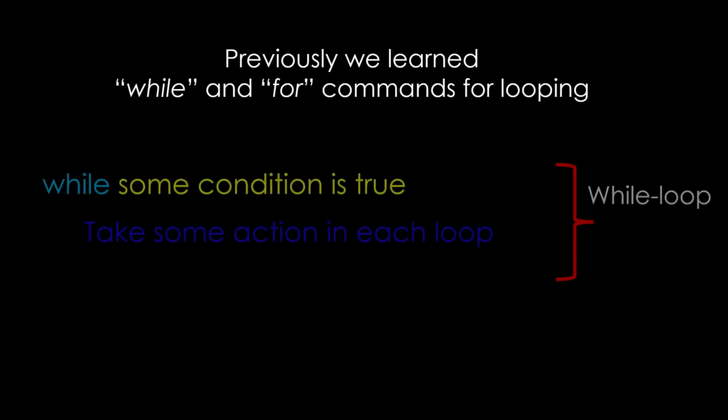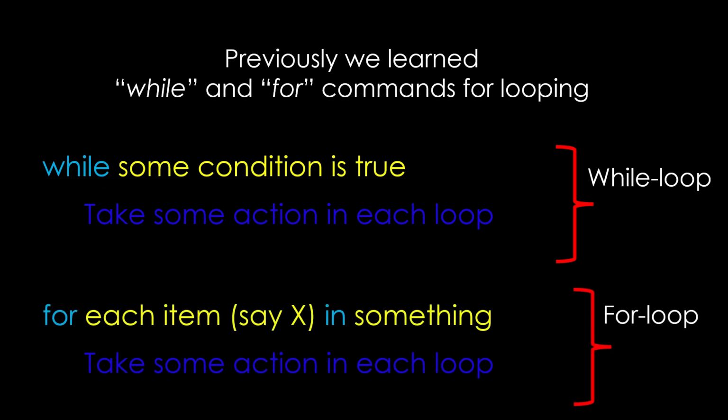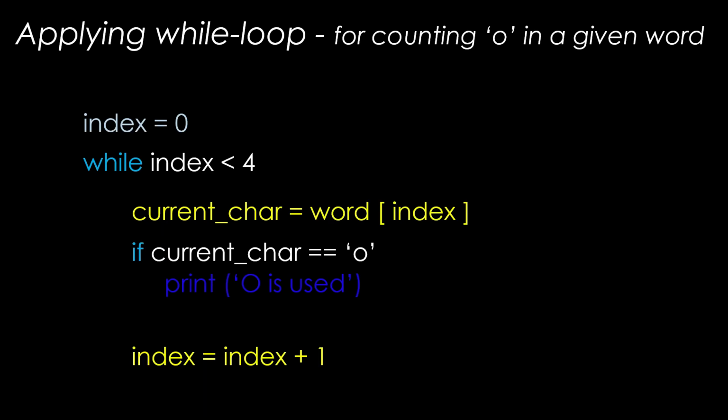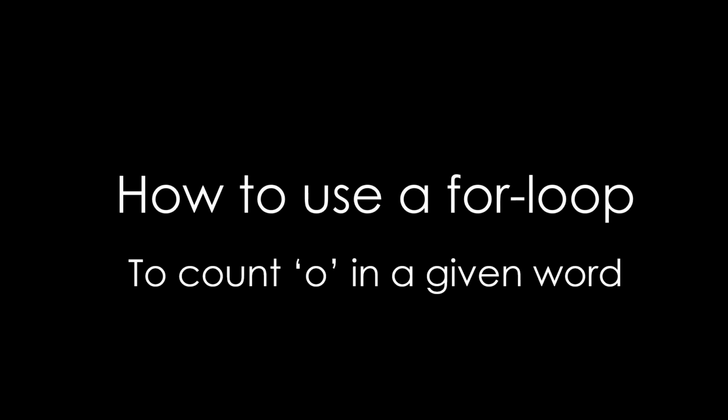In the previous episode, we learned two formats for looping, while loop and for loop. We also saw how a while loop could be used to count the occurrence of the vowel O in any given word. Today, we will learn how the same counting can be done using a for loop.